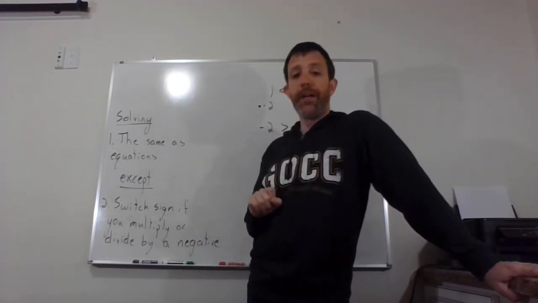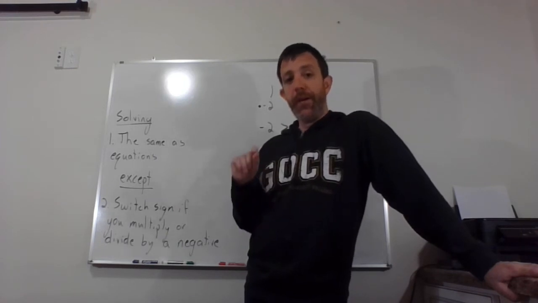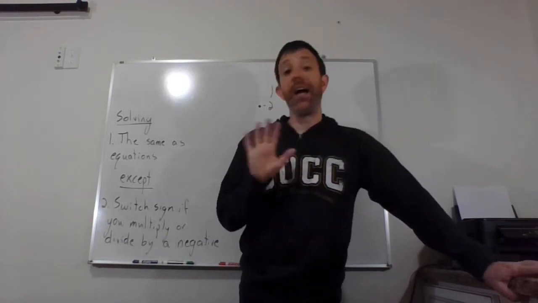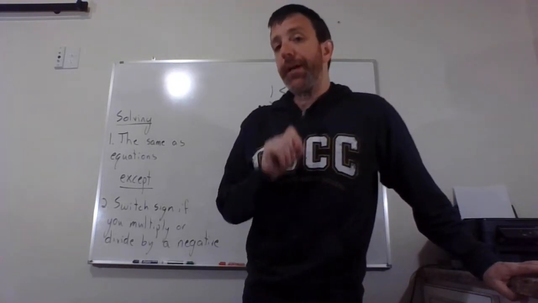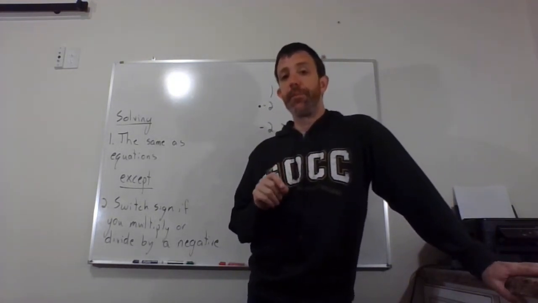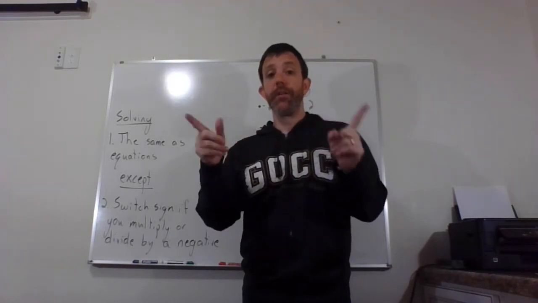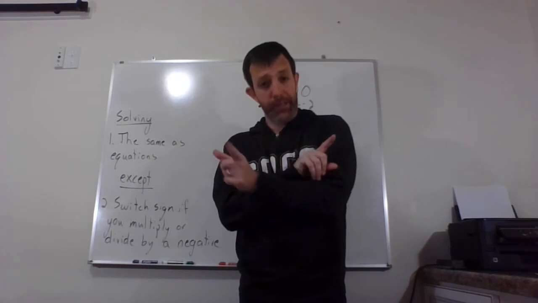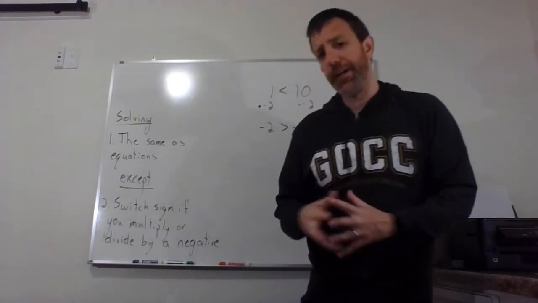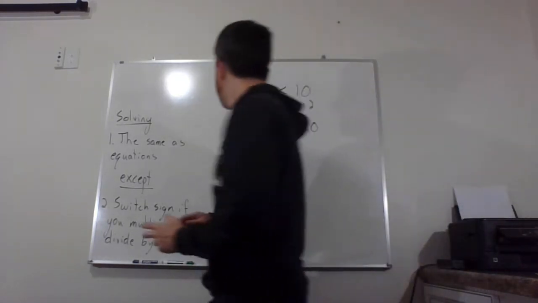If you multiply or divide by a negative number, not add or subtract a negative, we don't care about that. If you multiply or divide by a negative number, the sign in the middle switches directions. And let's look at an example maybe to try and clarify why that happens.